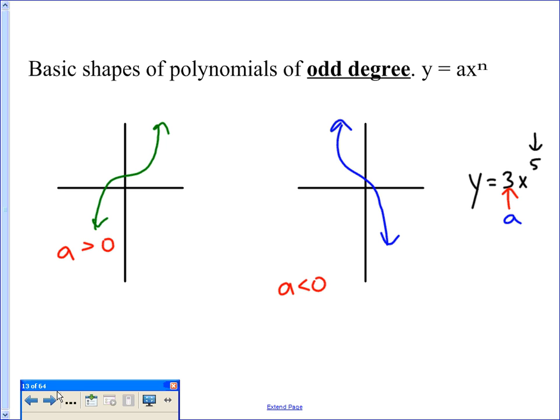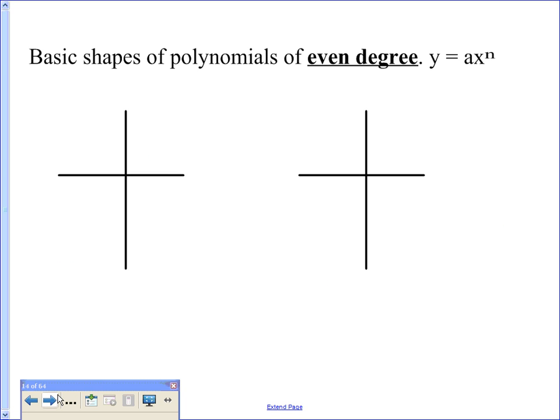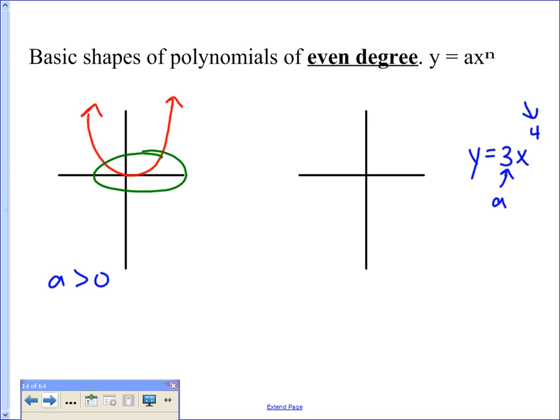All right, so that's odd degree, and now let's talk about even degree. An example here would be y equals 3x to the 4th power. This again is your a value, and this is the degree. If a is greater than 0, then the graph is going to open up. What we don't know, depending on that degree, is what's happening in here, but we do know that it opens up, so both ends should be going the same direction, and that is going up.